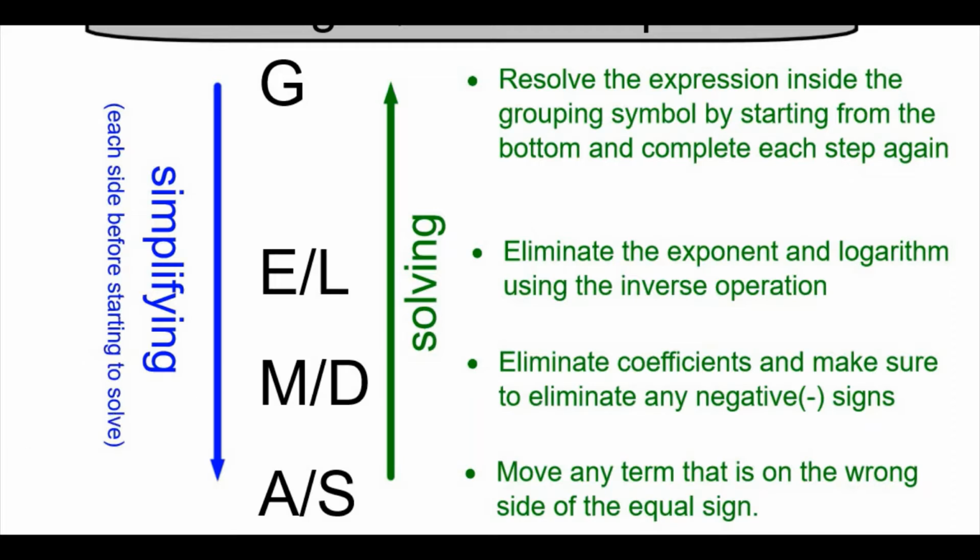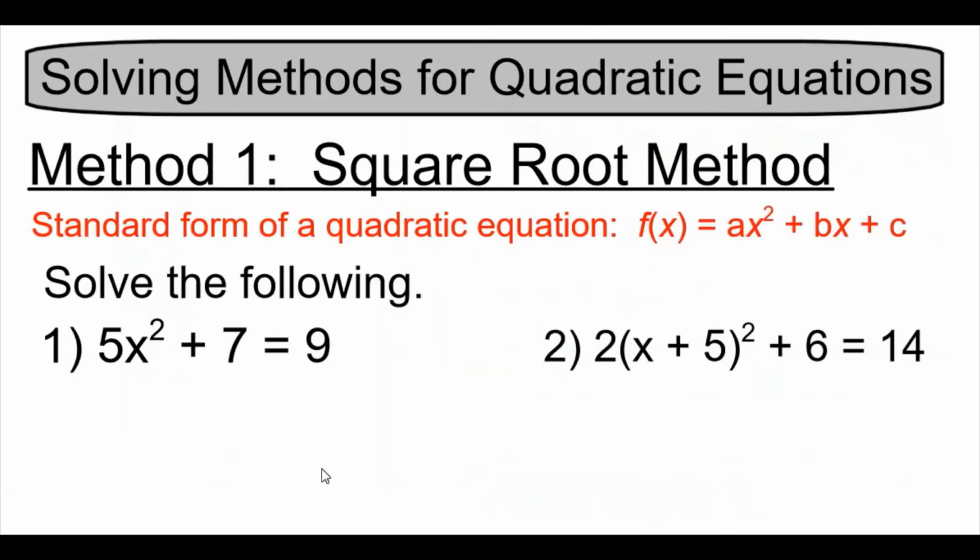So let's take a look at the first two methods. They will seem very familiar to students. So the first method is what is known as the square root method. It's really the process you're used to seeing with reverse GEMDAS. So this is very simple. What you do for this method is, first thing you want to notice is, does the equation have this term? So you put it in this standard form. And if this term is missing, that's how you know you have the square root method.